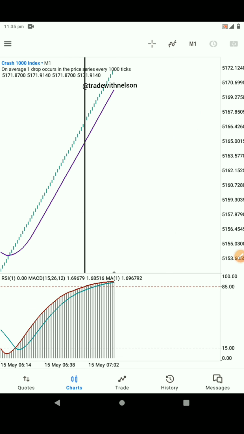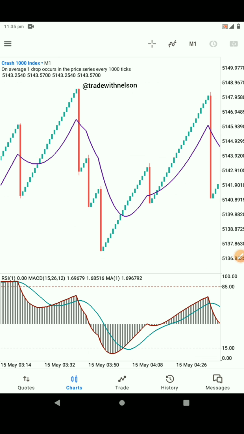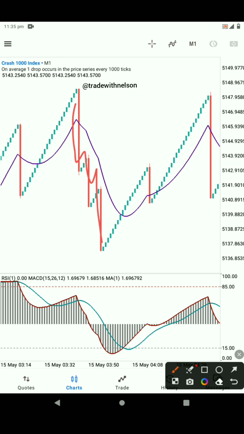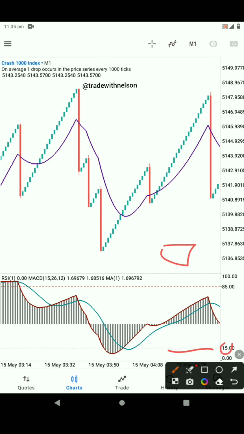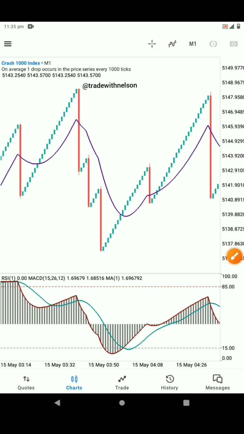Then we drop to our 1 minute time frame. So what do we want to see? We want to see market spike to the downside that pushes this MACD and the moving average into the 15 level, because we know that this level is the support level. And if we want to buy, we want it to enter this level before we buy to the upside.